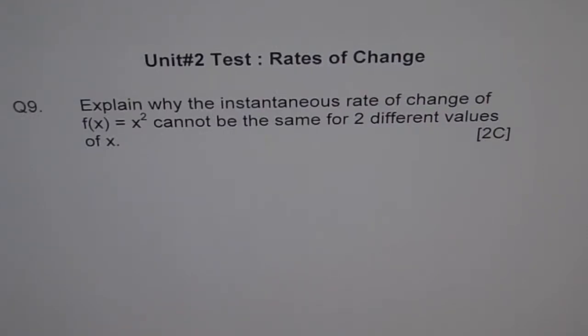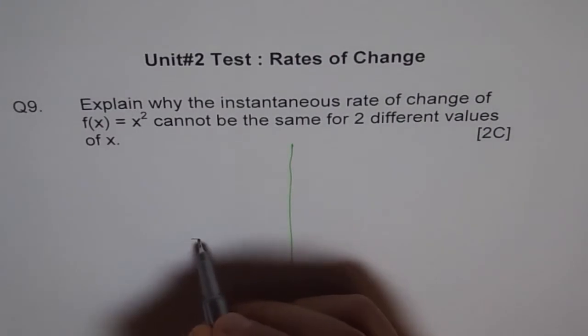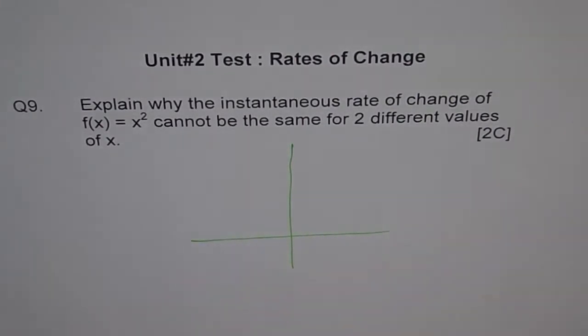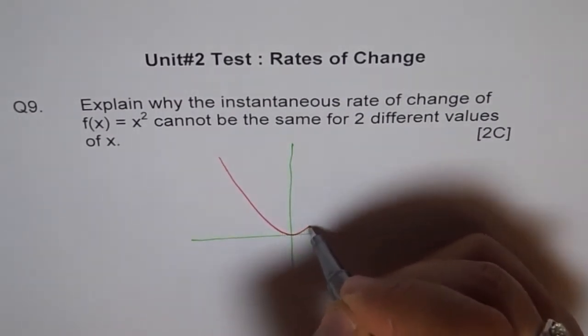Question 9. Explain why the instantaneous rate of change of f of x equals x squared cannot be the same at two different values of x. Well, let's look into this graph and then figure it out. So f of x equals x squared will be a curve like this, right?